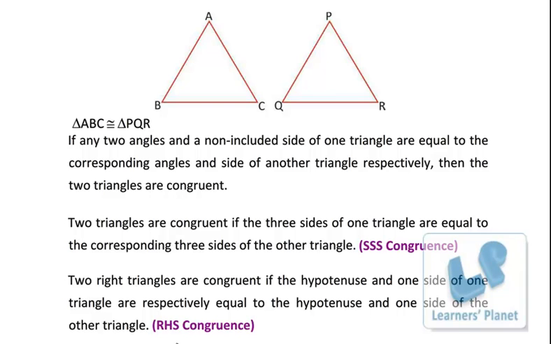So your concept of similarity and congruent triangles must be clear, because questions from both patterns are frequently asked in competitive exams. This is the sign of congruence. When two triangles are congruent to each other, they are automatically similar to each other. But if two triangles are similar to each other, they are not necessarily congruent. So you must know the difference between similar triangles and congruent triangles. In similar triangles, the sides are in proportion. In congruent triangles, the corresponding sides are equal.